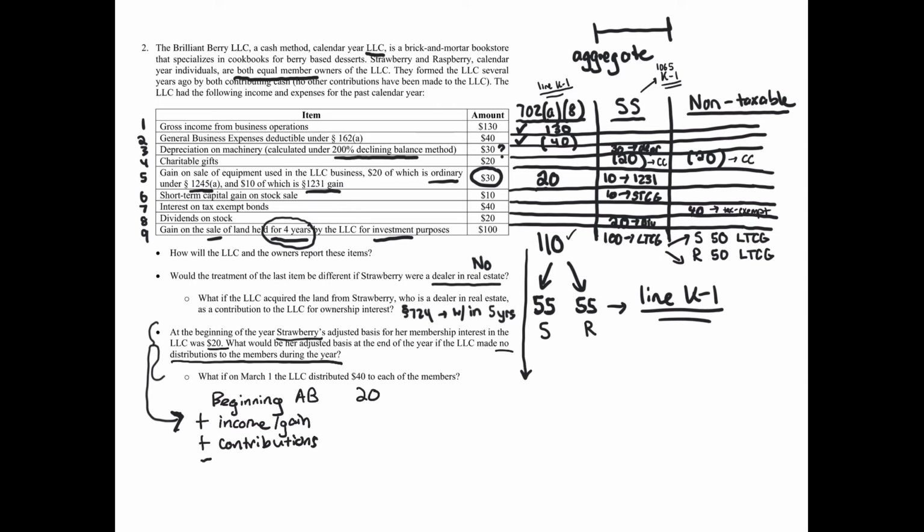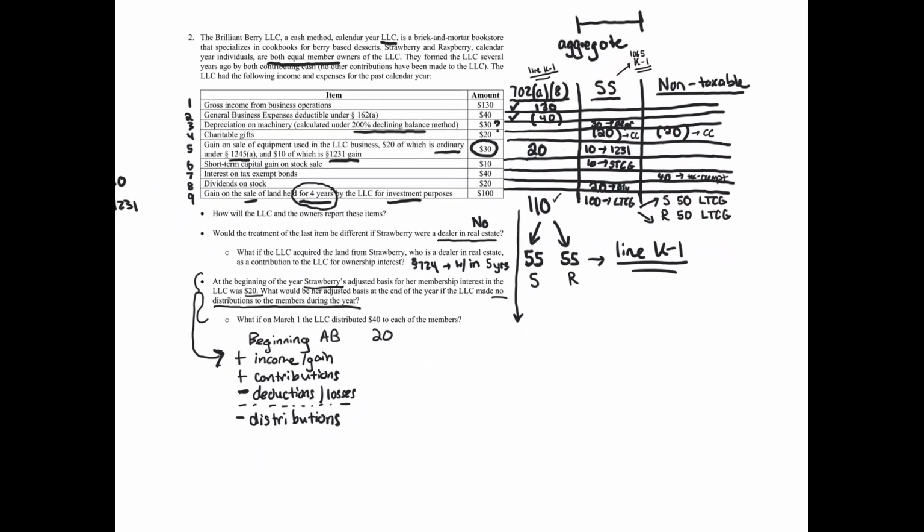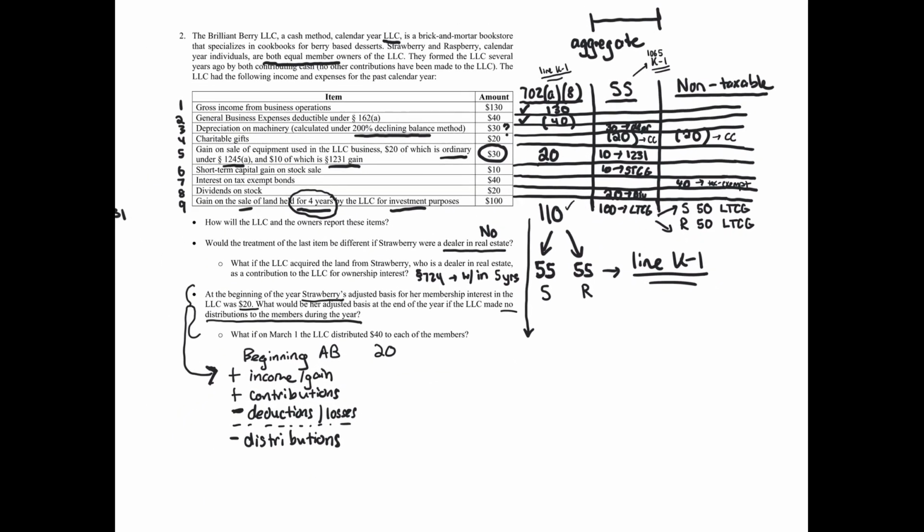We then subtract away any deductions or losses. As a general rule, we always do the distributions last. Distributions reduce the adjusted basis. If they exceed the basis, we're going to learn later in distribution videos that would be treated as a capital gain unless there's ordinary income or hot asset issues, and then part of that gain is considered ordinary in character. But the general rule is it'd be capital gain beyond the basis.